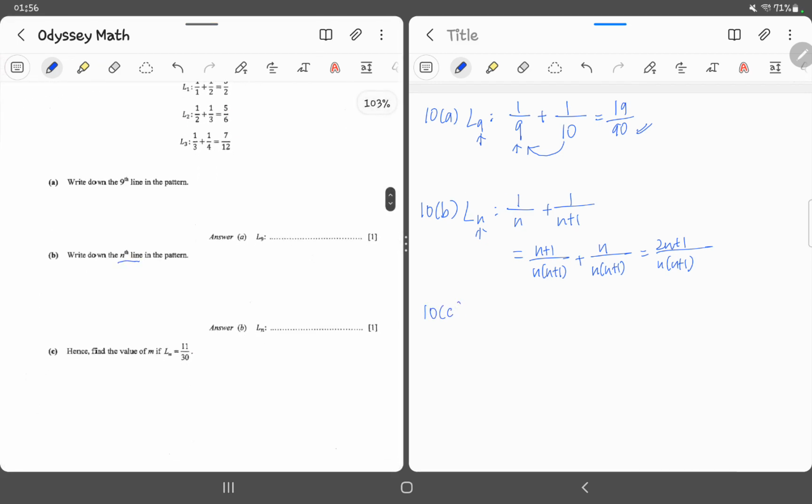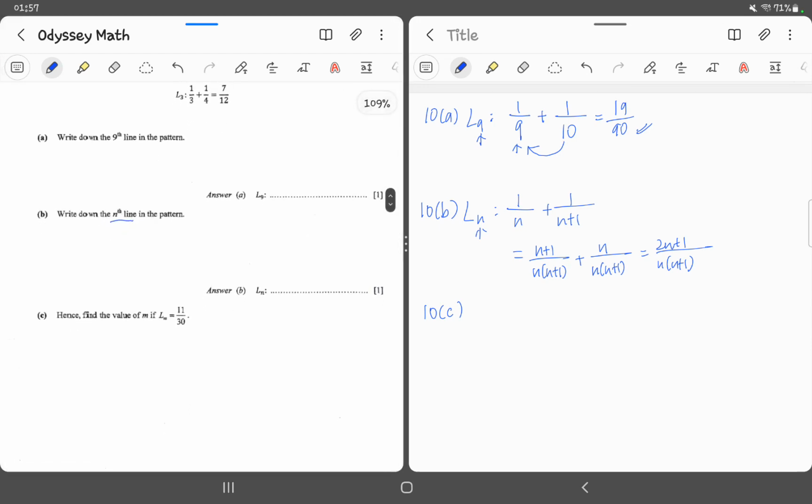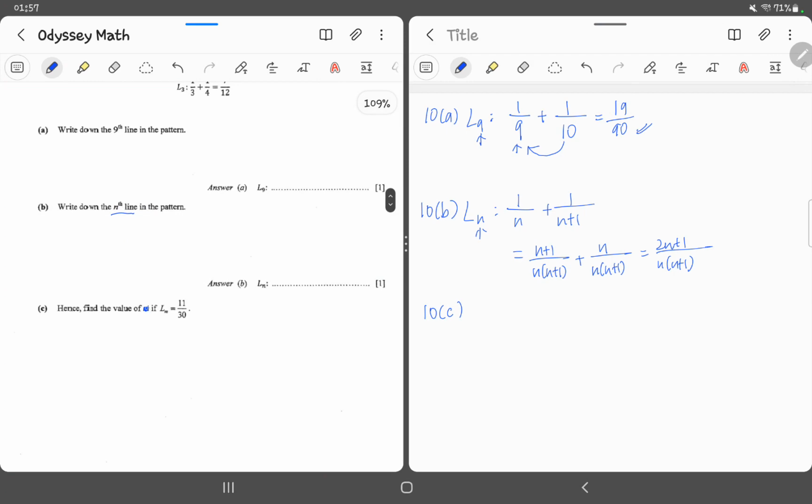So 10c, find the value of m if Lm equals to 11 over 30. So in this case, actually I'm just going to change this question a bit, okay? It's a little bit unfair. Find the value of n, if Ln equals to 11 over 30. So this is how I'm going to change the question so that it won't be too confusing. But actually, it's okay. Let me take back what I've said just now. So let's just find the value of m if Lm equals to 11 over 30.